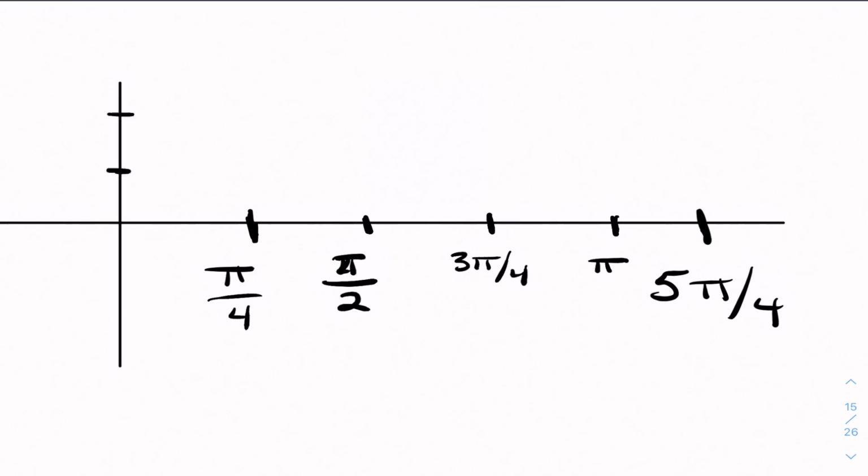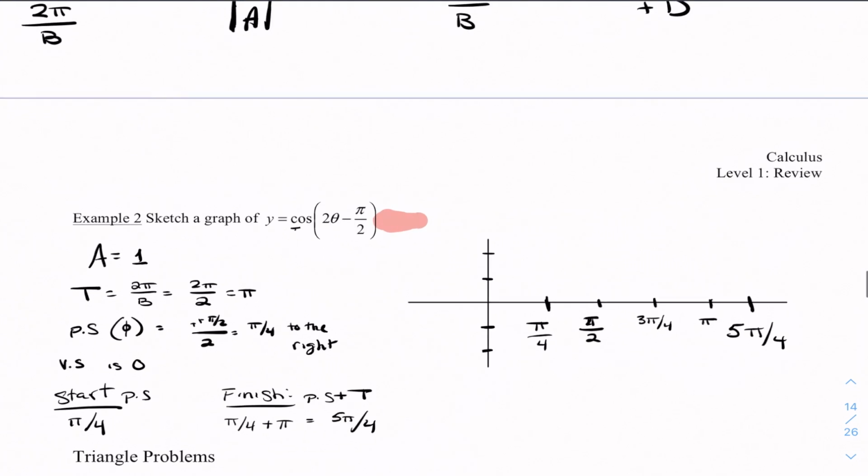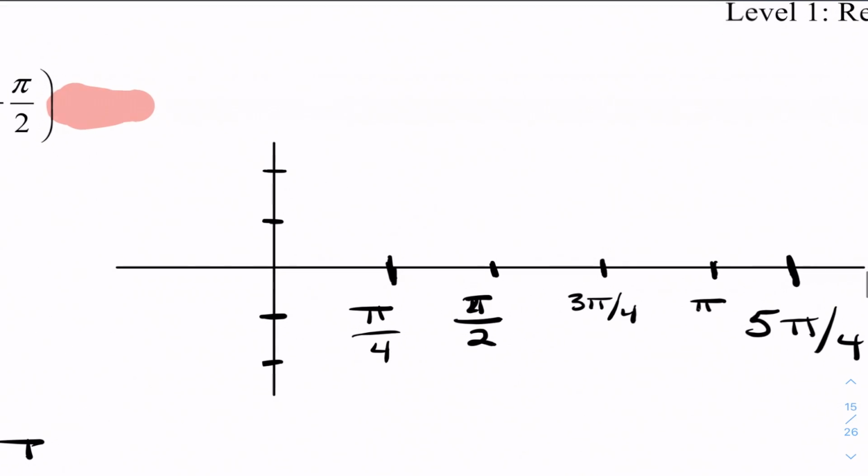I mark off my amplitude. We said our amplitude was 1. We are graphing a cosine function. So in this case, it will start at our amplitude. So we are going to start at 1.